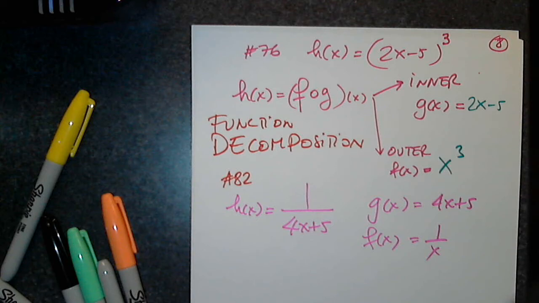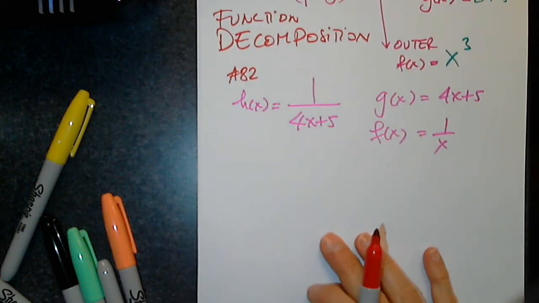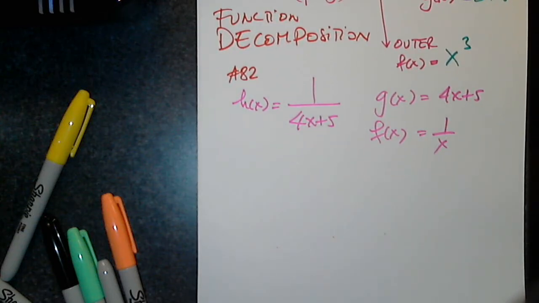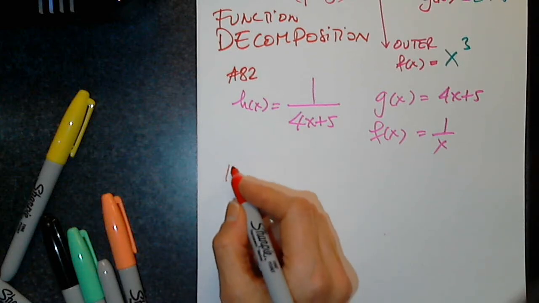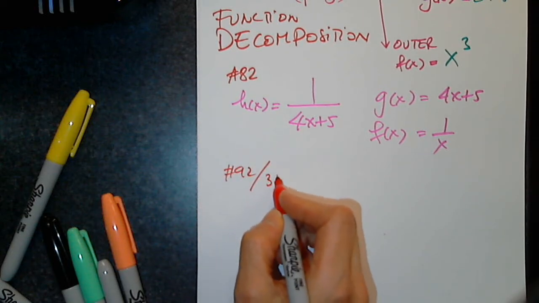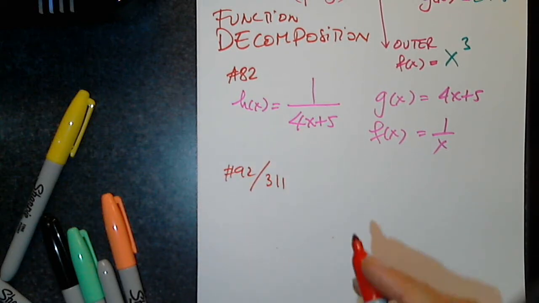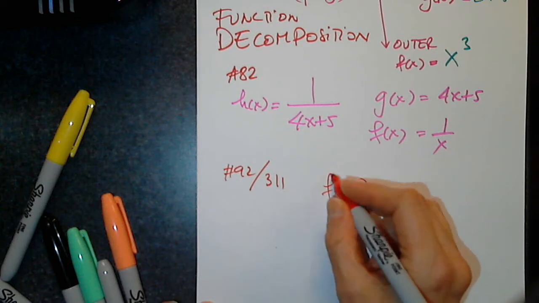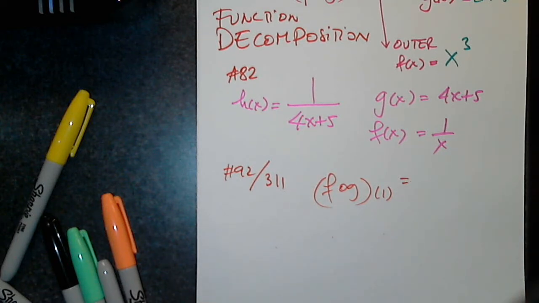Good. I would like to look at one more problem. And this is 92 on page 311. We're asked to find f ∘ g of 1. We don't have f, we don't have g. We are given graphs. But can anyone tell us what to do here before I look at the graphs? What will you write?